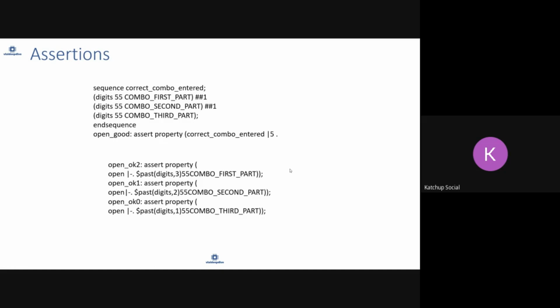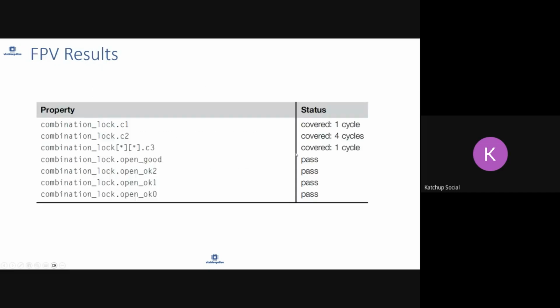But in order to do this with a test bench, let's say you want to verify this design, there are 9 possible combinations on the first number, 10 possible combinations on the second number, and 10 possible combinations on the third number. You'll have to write at least 10 into 10 into 10, at least 1,000 test cases. But with formal verification, you just have to write a few properties, and that will be able to verify your design. So that's the power of formal verification.